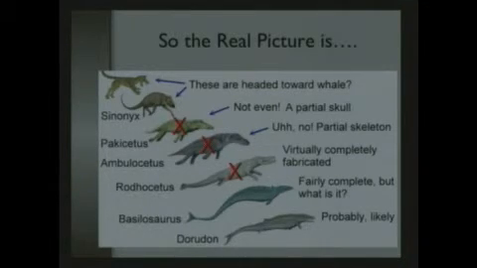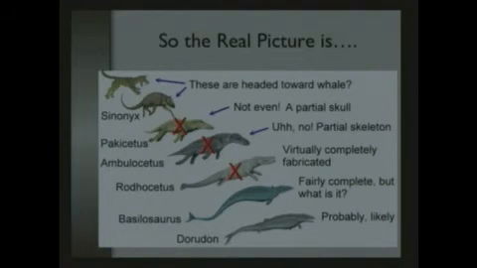well, okay, there's Cynonox. What? That's headed toward whale? Sorry, I'm not going with you on that. Not even. Pakicetus, you've got a partial skull. Fragmented, busted up. You reassembled it into something, and it's whale-like, okay? So it's in the lineage. Wow, Ambulocetus, you've got a partial skeleton. You don't have big, important parts of it, yet you know what it looks like, and you know it's whale-like.